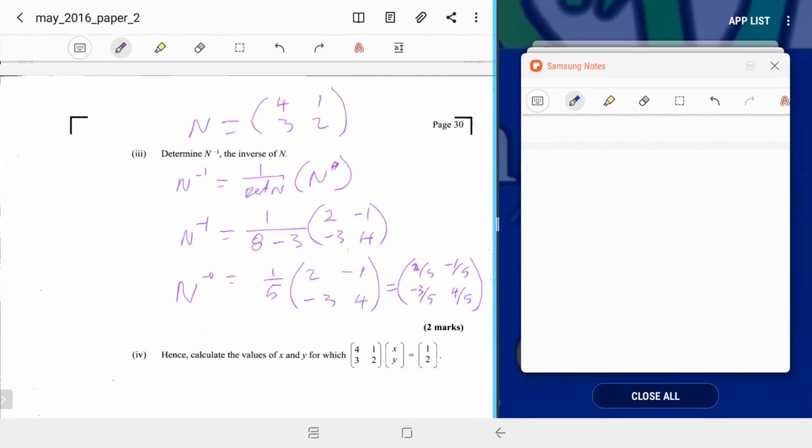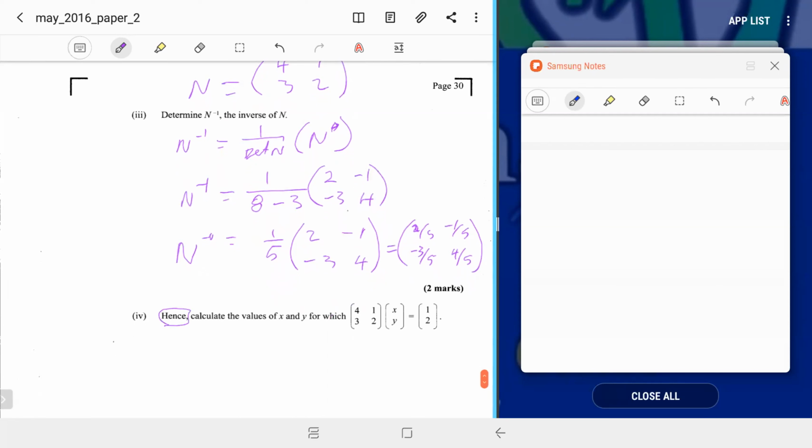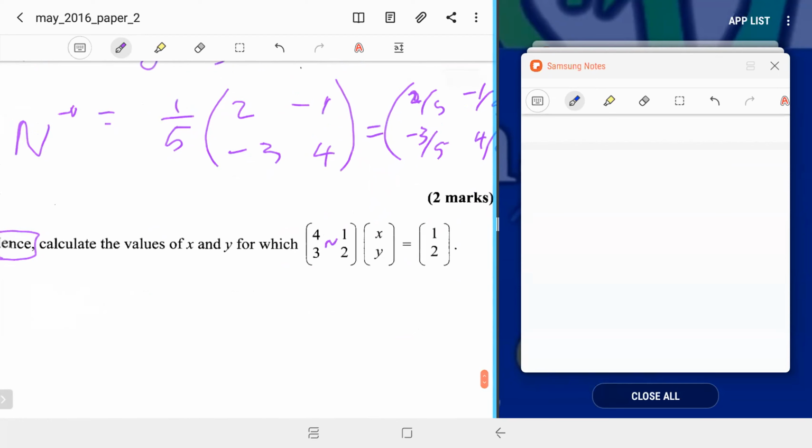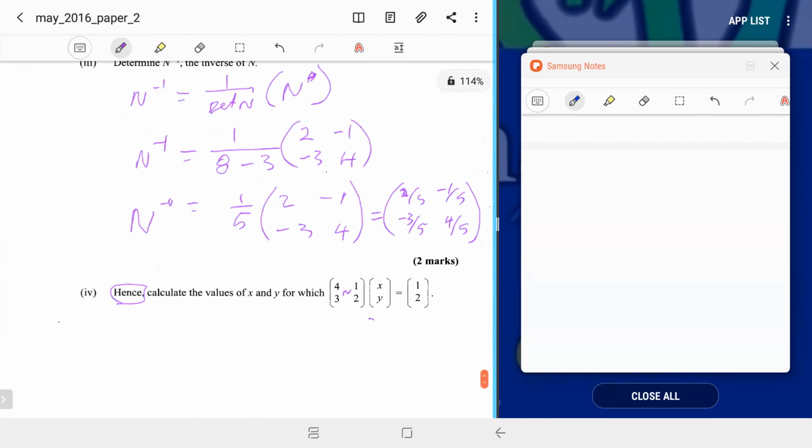See? Look down here. They say, hence. What does hence mean? Hence means use this thing where they just asked you for. That's what hence means. Use that. Hence, calculate the value of xy. So what we're trying to find is xy. Note that this matrix really is our N matrix. So this matrix really is N. The xy that we want is going to be equal to N to the minus 1 times 1, 2. You must understand it now. The N to the minus 1 comes in front there. Simple matrix multiplication. That's it.